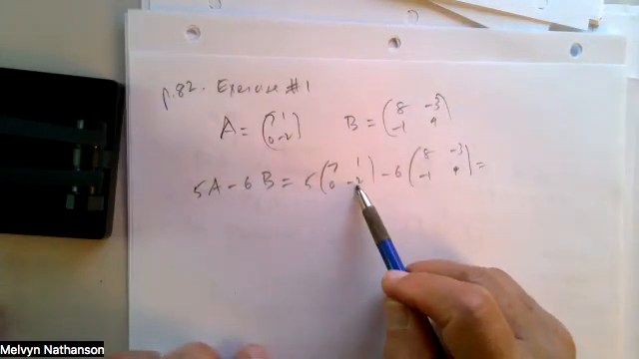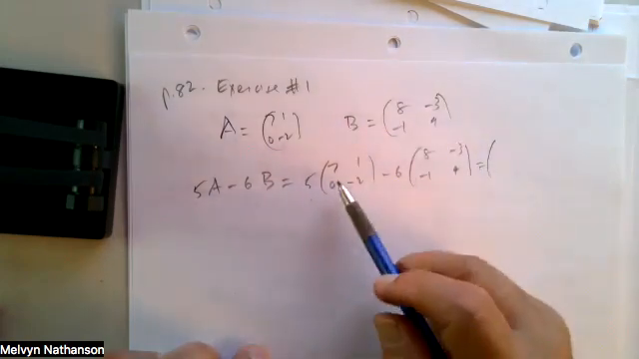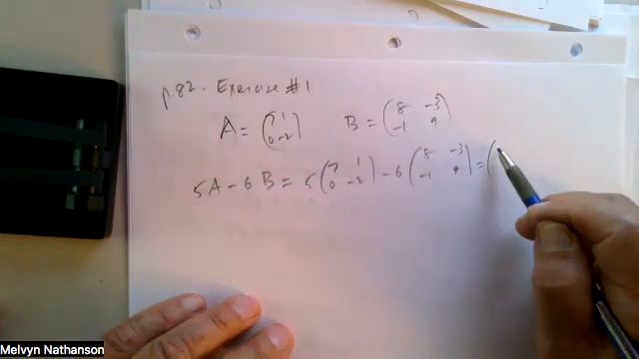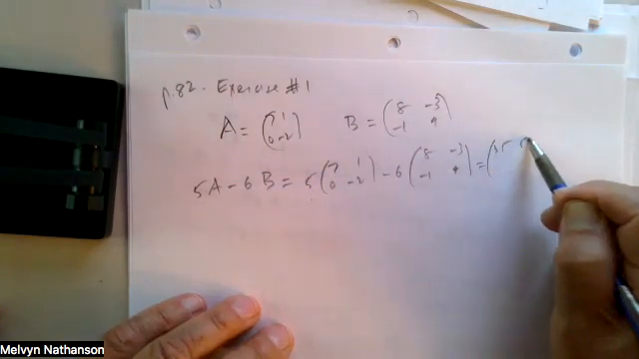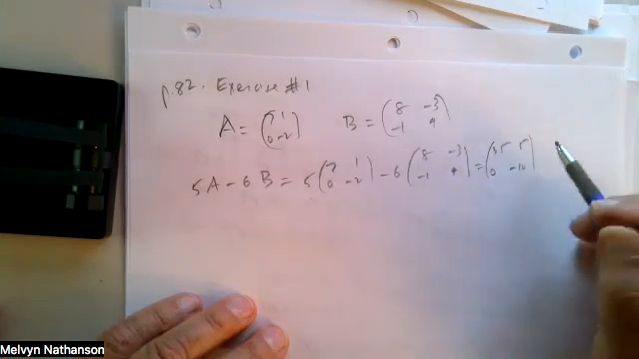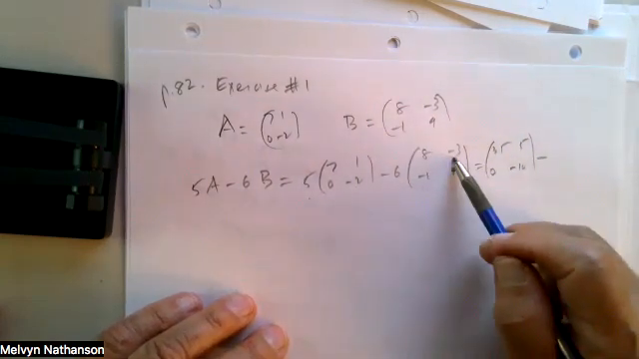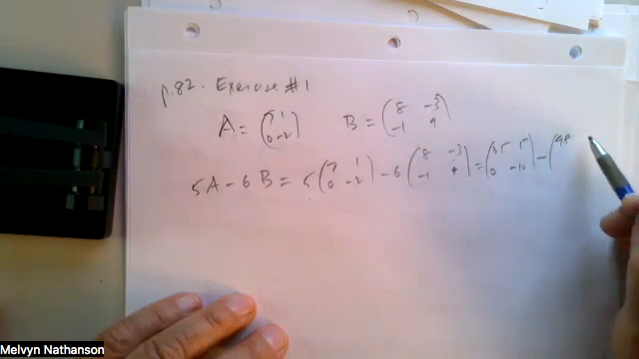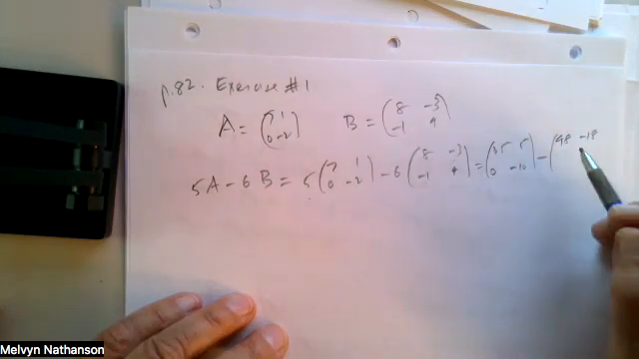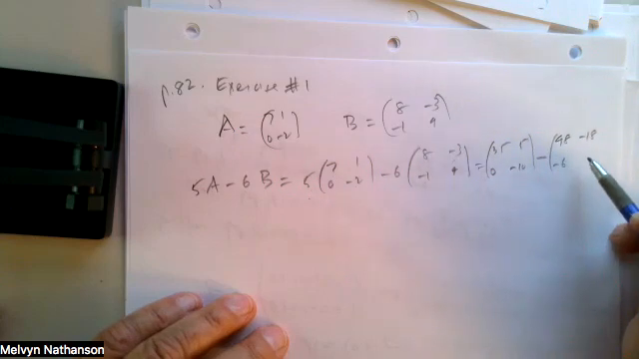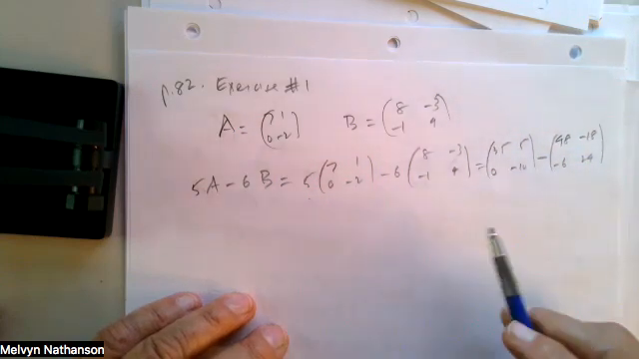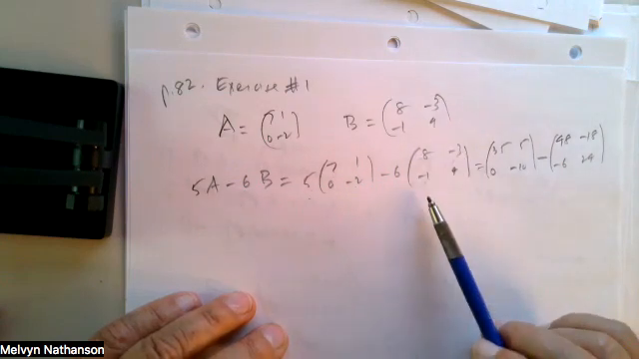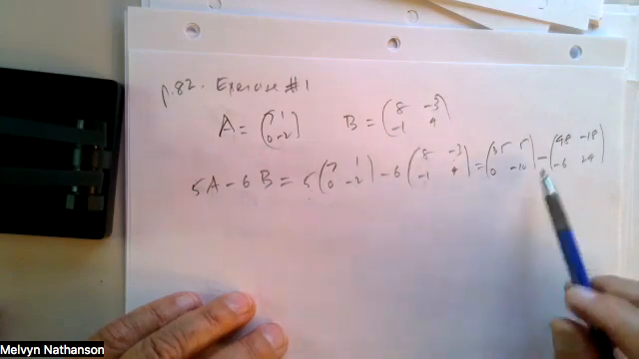When you multiply this matrix by the scalar 5, you multiply every coordinate by 5. 35, 5, 0, minus 10. And when you multiply every coordinate here by 6, you get 48, minus 18, minus 6, 24, if I've done this correctly.